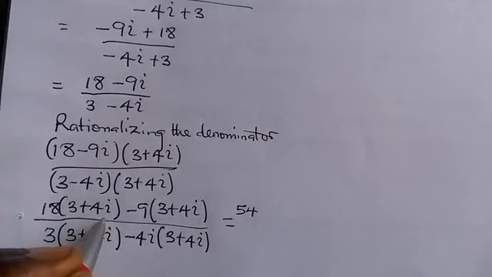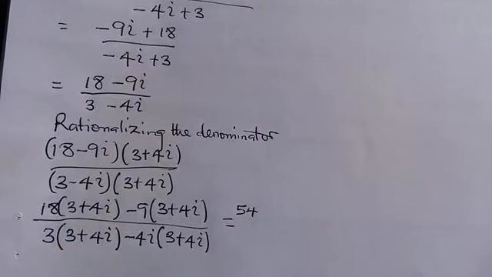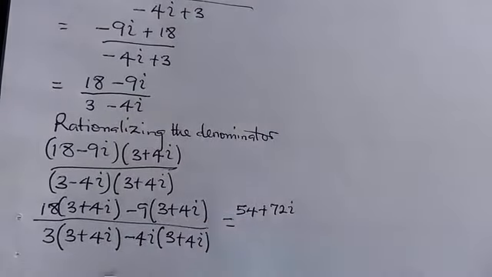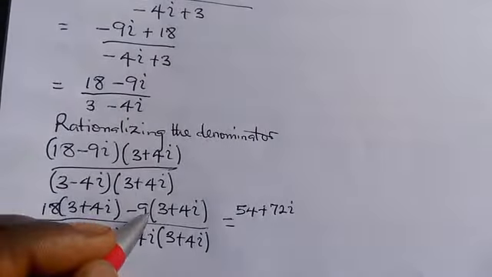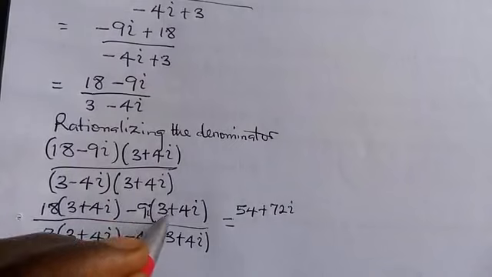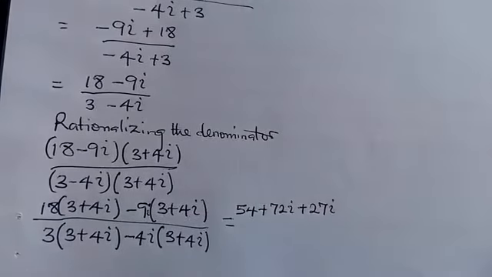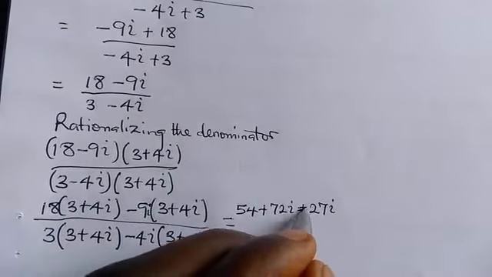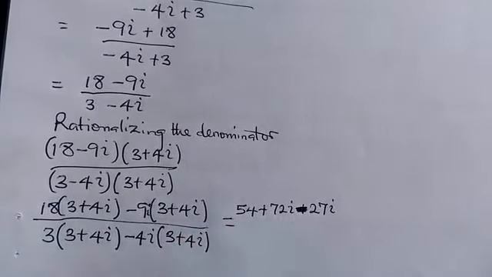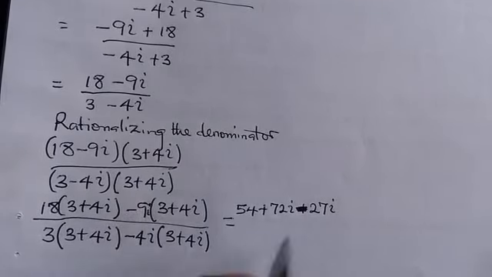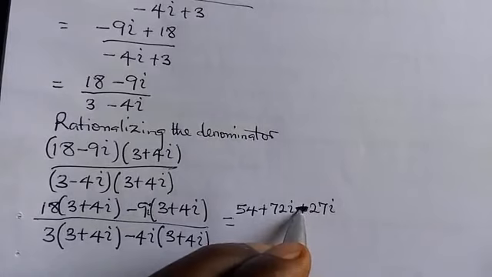18 times 4i giving us 72i. 72i minus 9 times 3. This is supposed to be 9i. Right? So 9i times 3, we will have 27i. That's negative 27i, because here is negative 9 times 3, you have negative 27i.